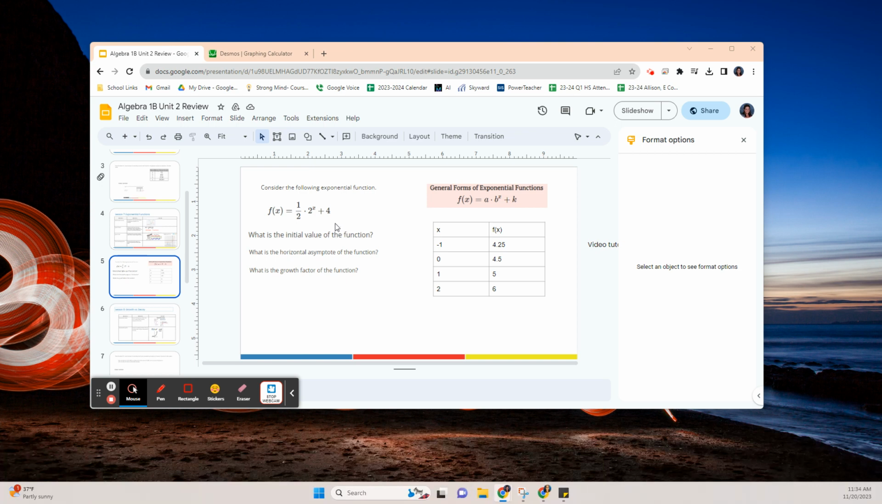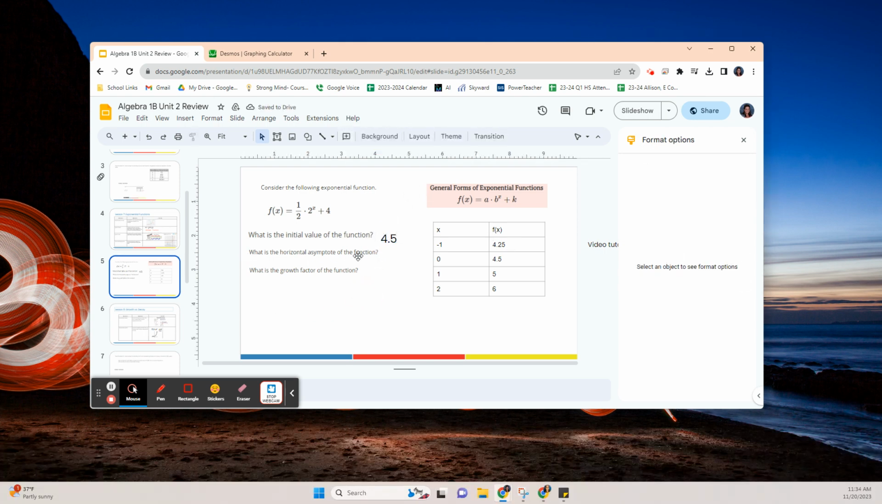The other way that you can think about it is when you plug in 0. Okay, so if I plug in 0, that 0 is going to go in for my x value here. And 2 to the 0 power is 1. And 1 times 1/2 is 1/2. And 1/2 plus 4 is going to give you that 4.5. Okay, so our initial value for the function is going to be 4.5.